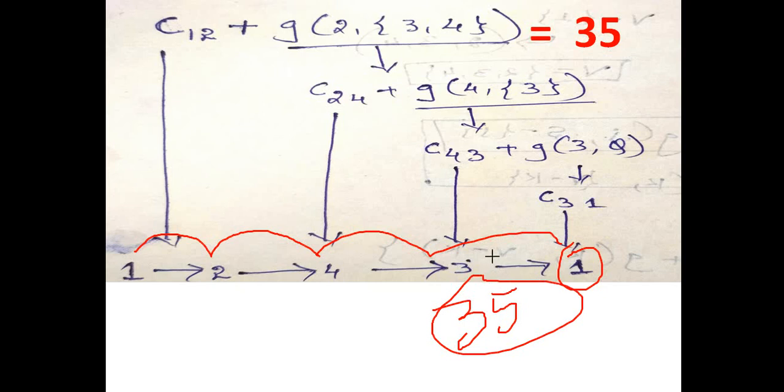In this example, the path travels 1 to 2, 2 to 4, 4 to 3 and returns back to the source vertex. So the total cost is 35. In this way we get the optimal solution for the TSP problem. Okay, that's it. Thank you.